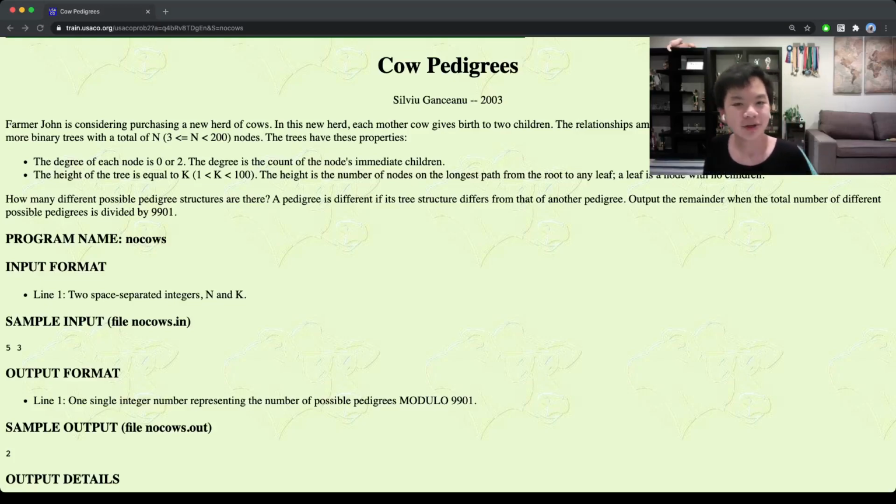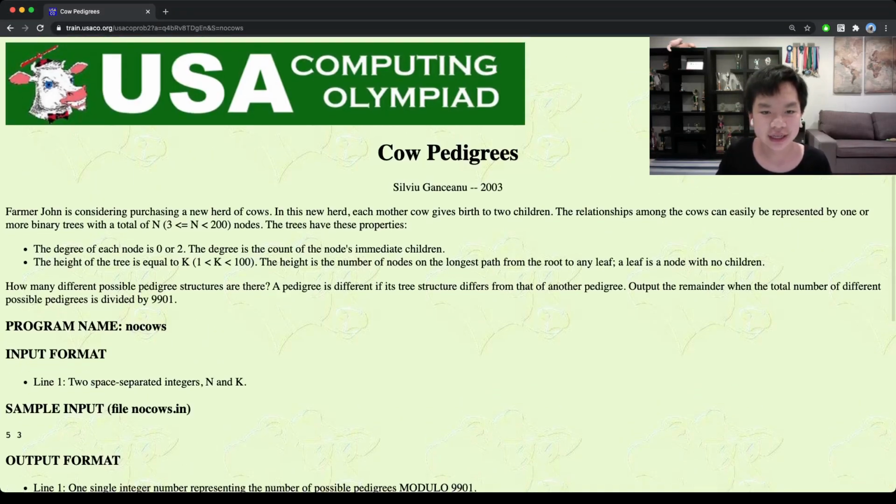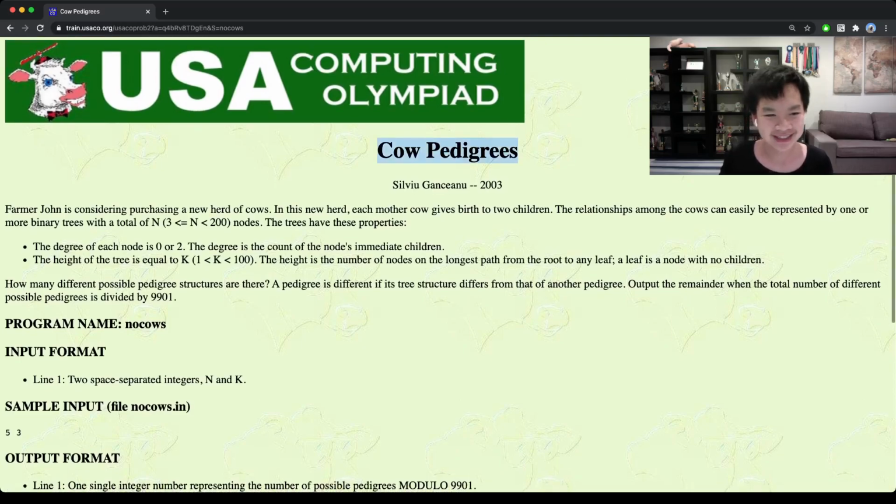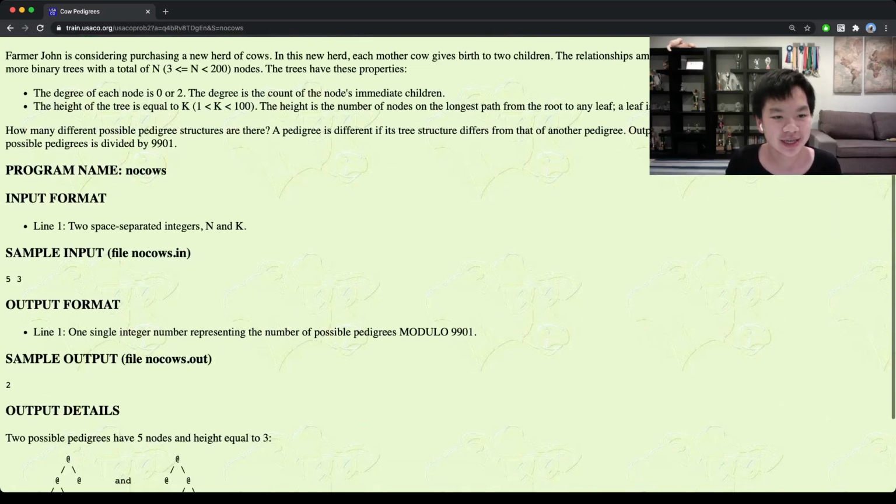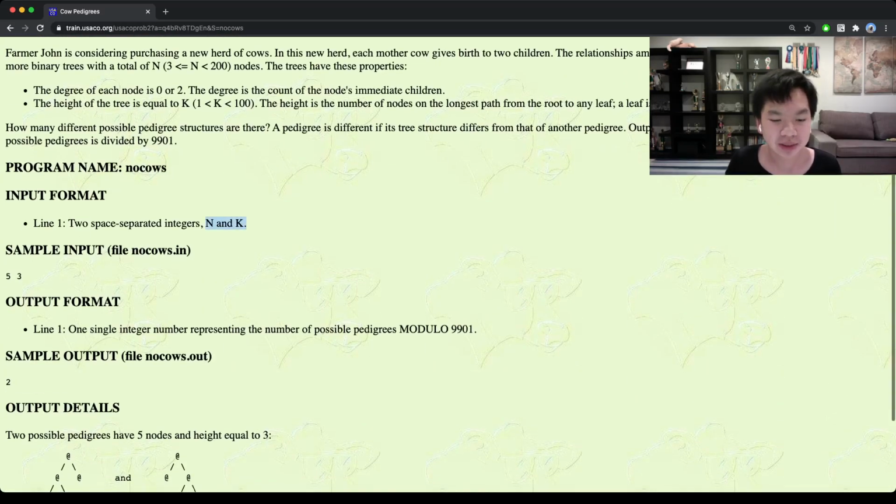Hello everyone, today we're going to look at USACO Training Cow Pedigrees. In this problem we're given two integers, n and k, and we're supposed to construct a binary tree that consists of n nodes and the height would be k.